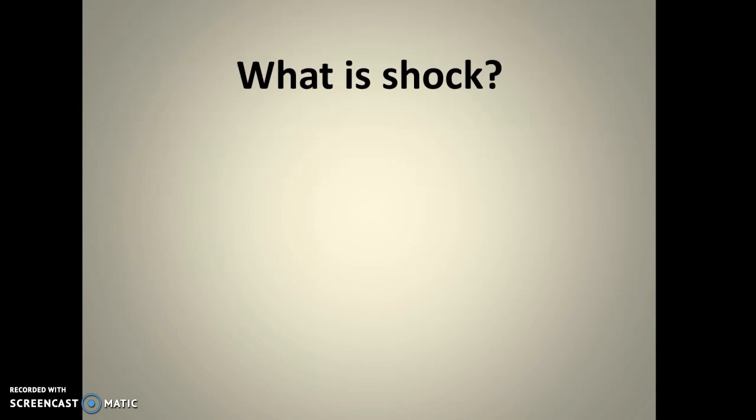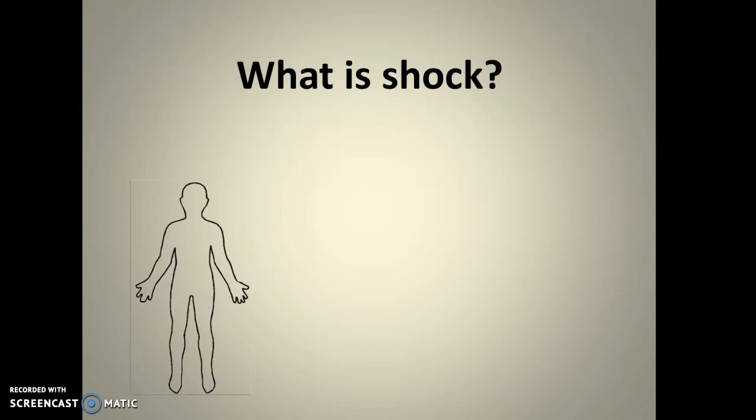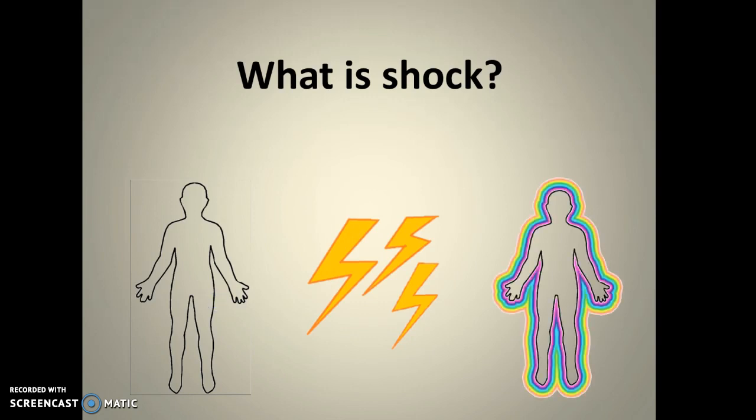Shock is a syndrome characterized by decreased tissue perfusion and impaired cellular metabolism leading to an imbalance between supply and demand of oxygen and nutrients. When a cell is in a state of hypoperfusion, the demand for oxygen and nutrients exceeds the supply. In other words, shock is a clinical syndrome characterized by inadequate tissue perfusion resulting in end organ dysfunction.